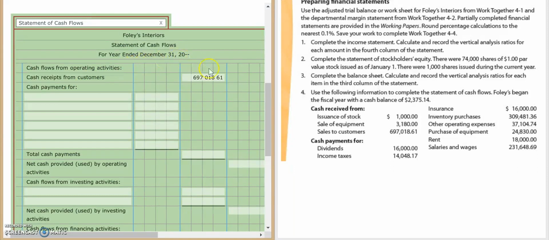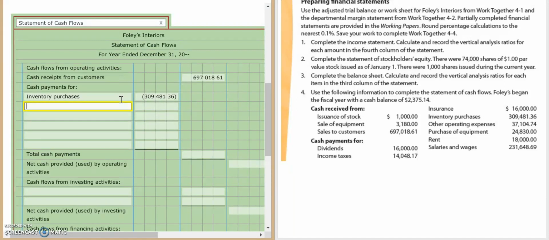So one of the first things that we would say that we needed to do for operating was to have inventory purchases. So our inventory is going to go over here. And this is a negative outgoing number, so we need to put a minus sign in front of it. And so we type in $309,481.36. And then Aplia will change it into a parenthesis for us.